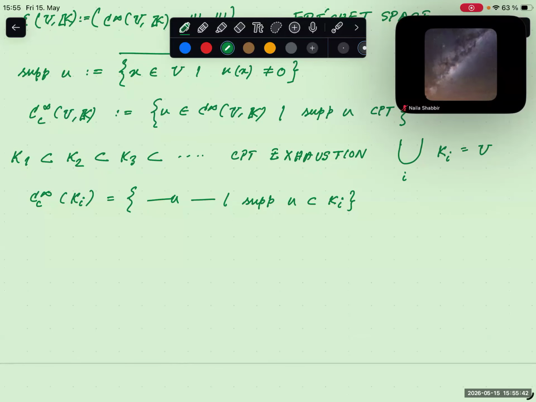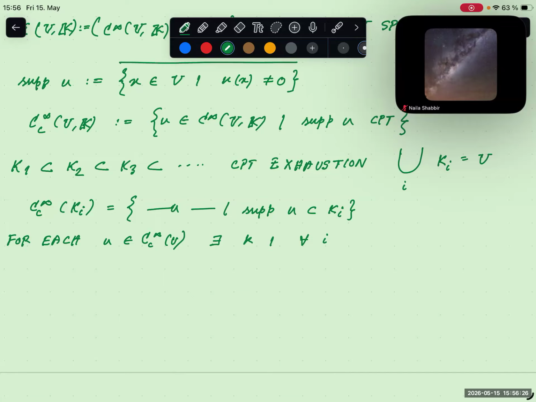Now for each compactly supported smooth function u, sorry, this looks like complex C, compactly supported smooth function on U, there exists an index, let's put it k, such that for all I, so I is this I that we, or maybe I put k if n if you want. So this is this one dot here.